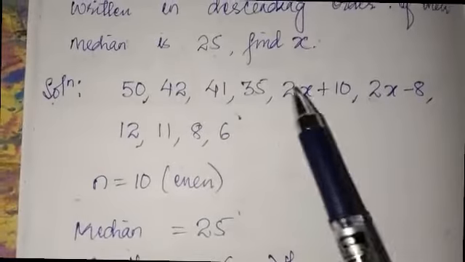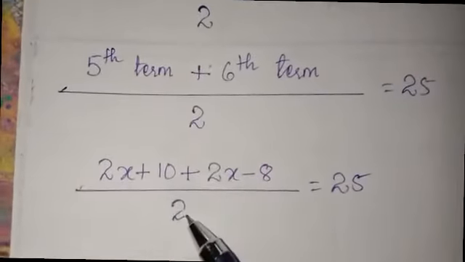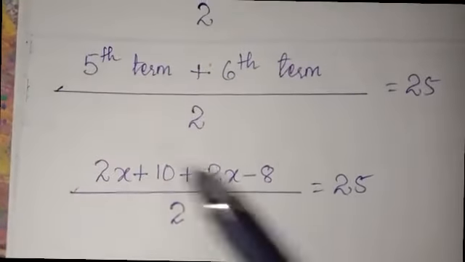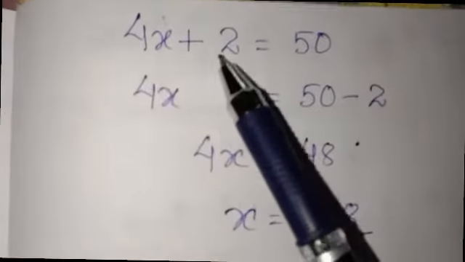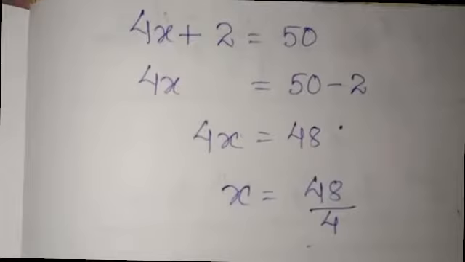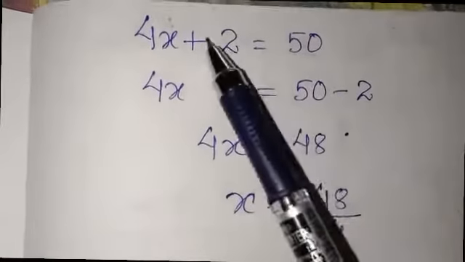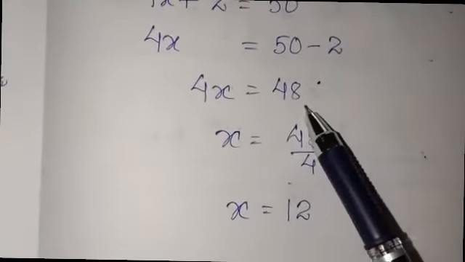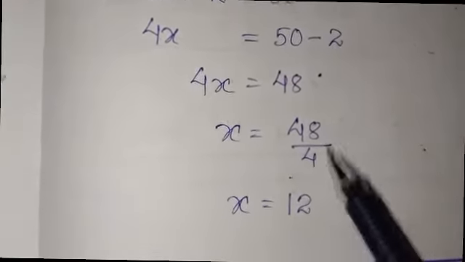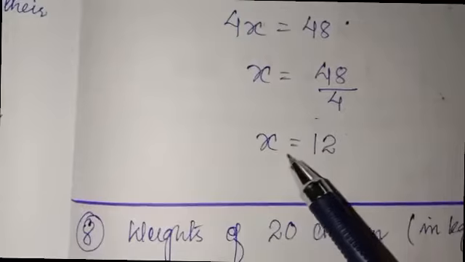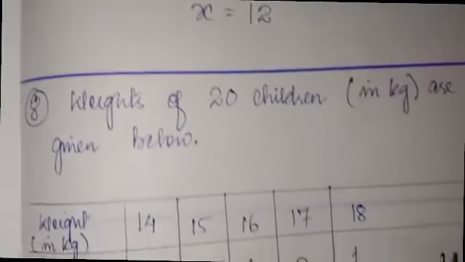So the 5th term is 1, 2, 3, 4, 5. The 5th term plus the 6th term divided by 2 is equal to 25. 2x plus 2x is 4x, 10 minus 8 is 2. So here you will have 4x plus 2 is equal to 50. So 4x is equal to 50 minus 2, which is 4x is equal to 48. So x is equal to 48 divided by 4. 4 12s are 48. So the value of x is 12.